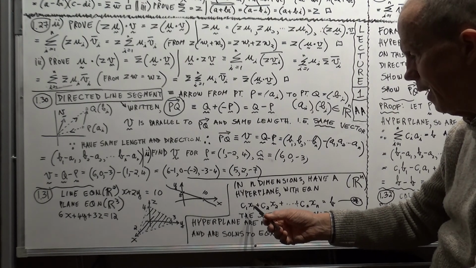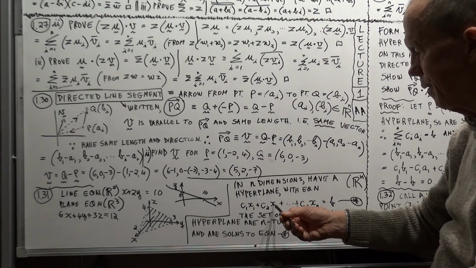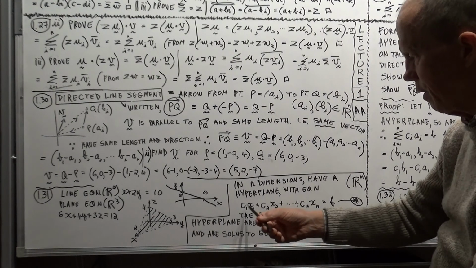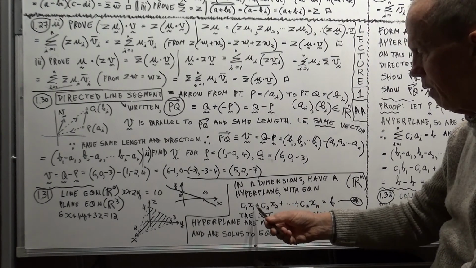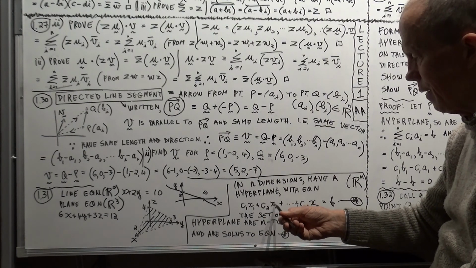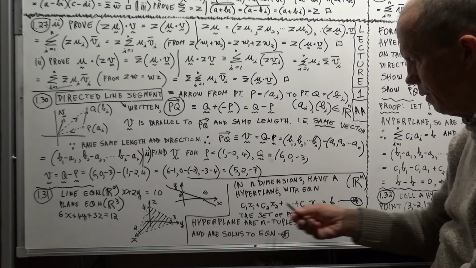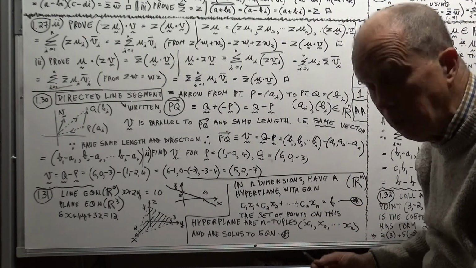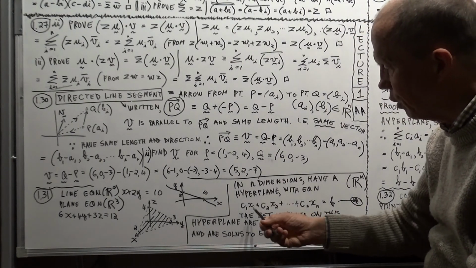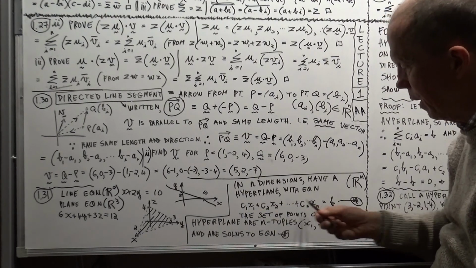Now, any set of values for these x's, if you plug them into this equation and the result is b, then that set of values, x1, x2, ..., that n-tuple, is said to be a solution of this equation.